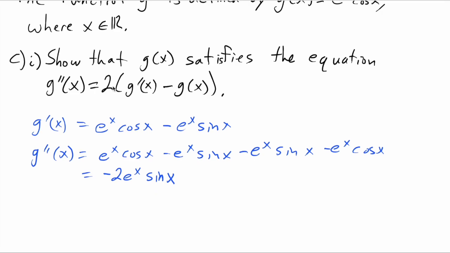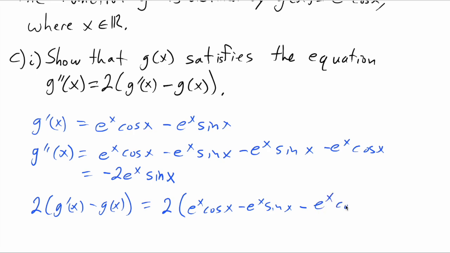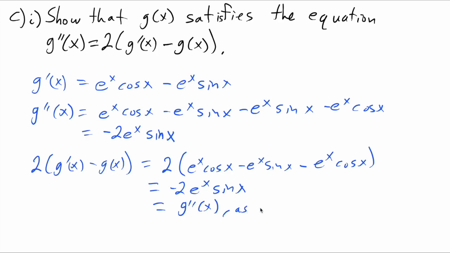Okay, so now let's do 2 times g prime of x minus g of x. So that is 2 times e to the x cosine x minus e to the x sine x. I didn't mean to close that bracket. Minus g of x. Minus g of x is e to the x cosine x, which equals negative 2 e to the x sine x, which equals g double prime of x, as required, as the question required.